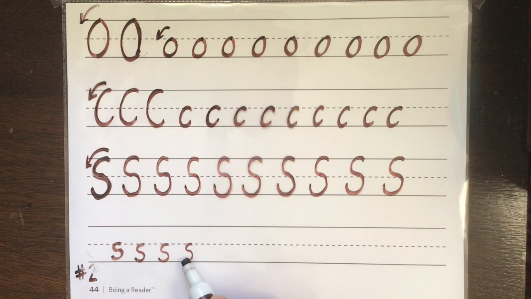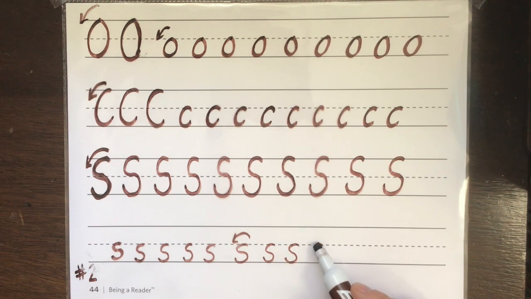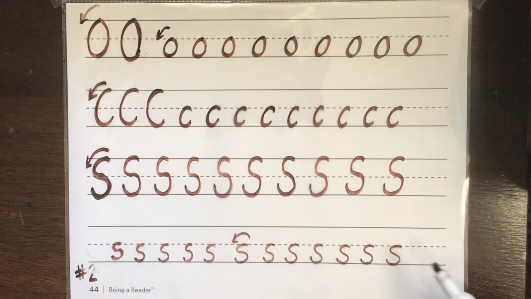Finish this row with your lowercase s's, making sure you go around this way and then back. Around and back. Don't pick your pen up. Just finish your S's. Around and back. Around and back. Good. All right.